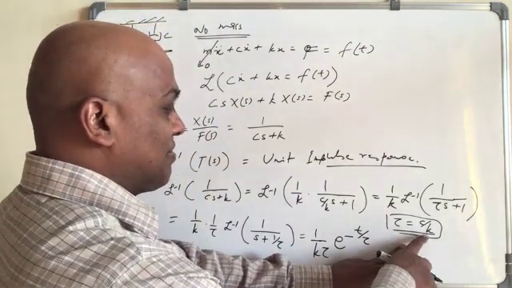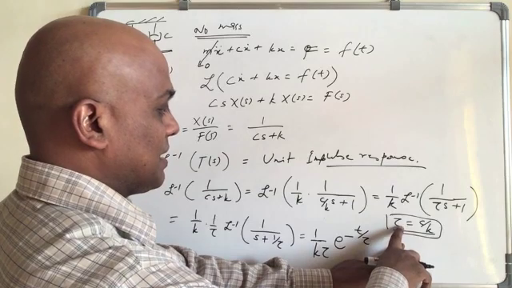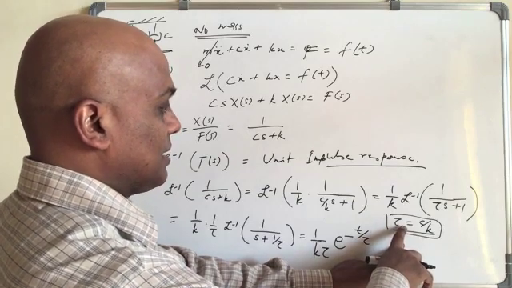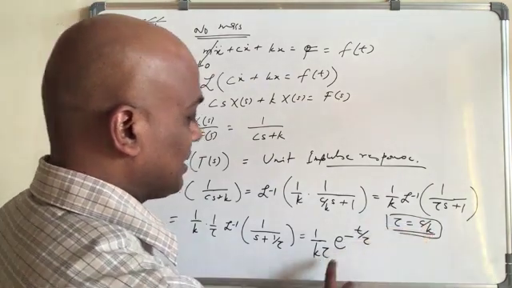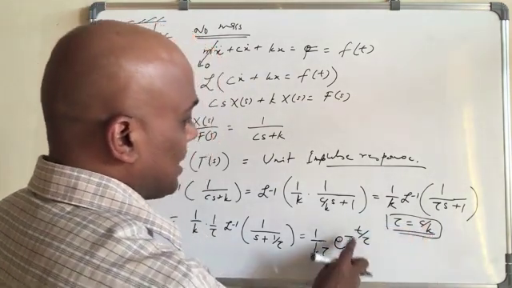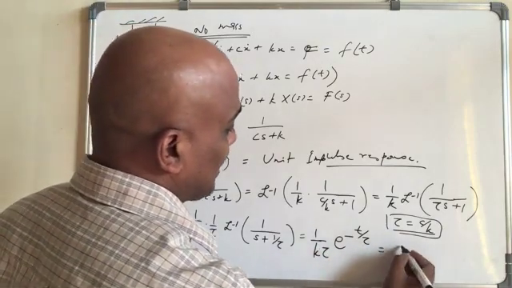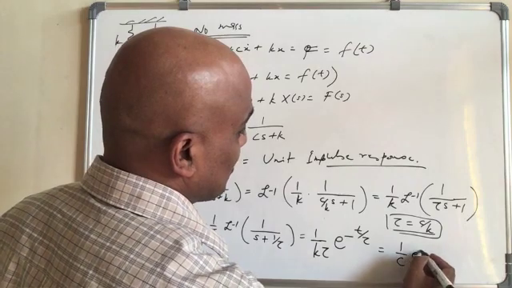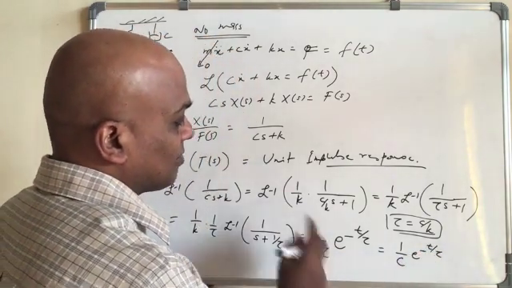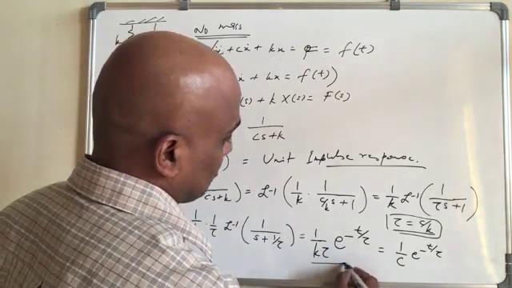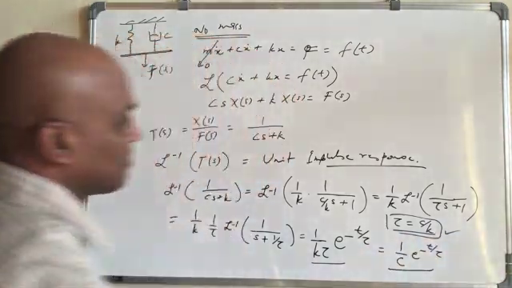Now that we have defined tau as c over k, you can write the response either in terms of c, as 1 over c e to the power minus t over tau, or in terms of k, as 1 over k. Either of the two, where tau is defined like this.